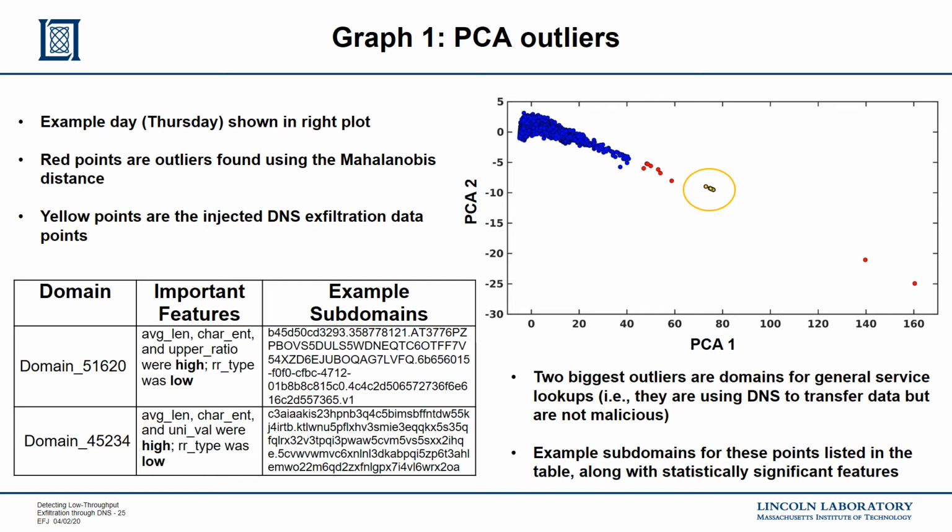The table on the left lists some details on the two outliers which are furthest out. We can see the subdomain string is not something we'd expect to see as a query from someone typing a URL into a browser. When we investigated these domains further, we found that they were general service lookups, so not malicious, but they do in fact use the DNS protocol to transfer data. The fact that our algorithm detected these as outliers gives us confidence that we can use this visual aid to help detect suspicious domains which should be investigated further by network analysts.